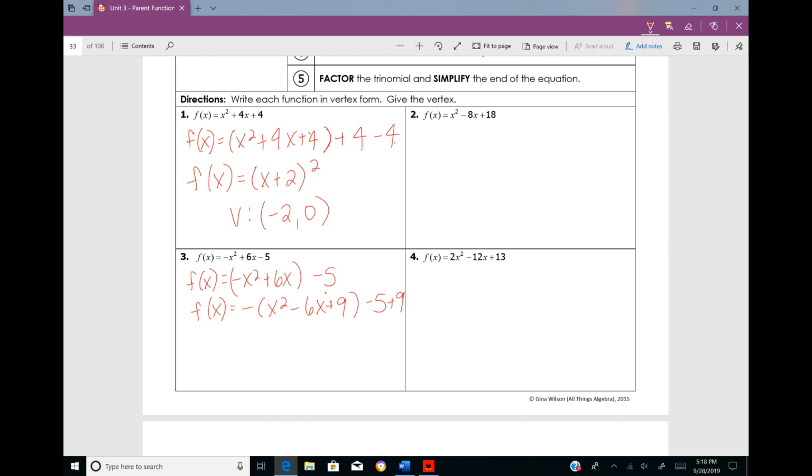And then we factor it and simplify. So we get negative (x minus 3) squared plus 4. So that means our vertex is at the point (3, 4), and it opens down because of the negative.